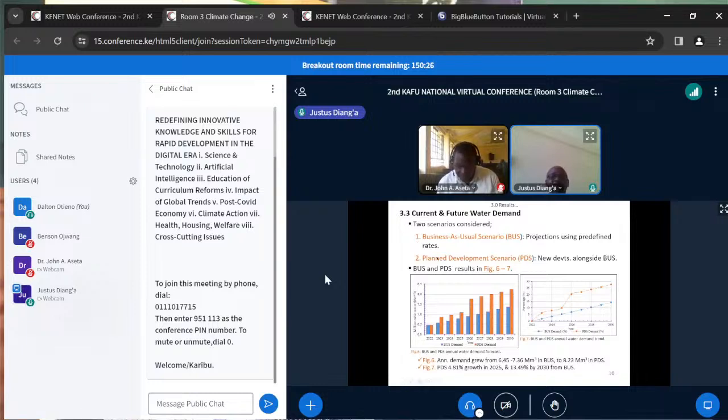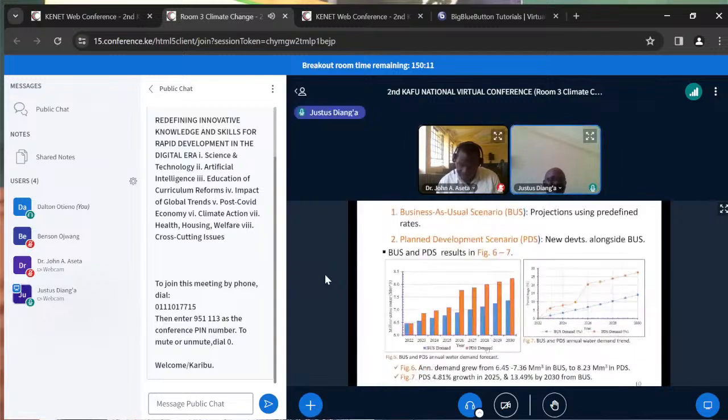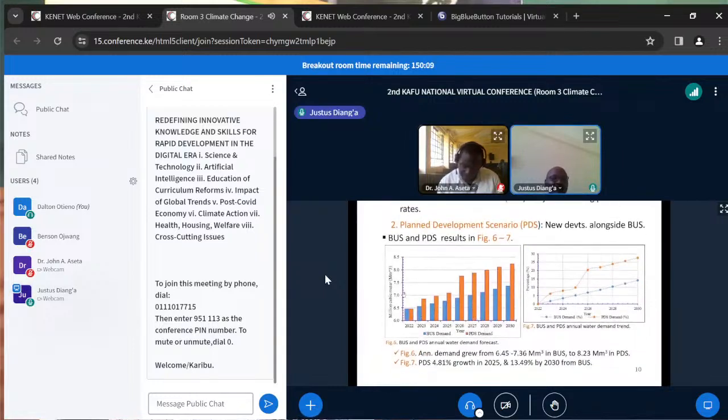And another scenario was the planned development scenario, where we looked into the development strategies in the region and the projects that are planned to be implemented. And the results are displayed in the figures here. The first figure was having the business as usual and the planned development scenario annual water demand forecasts, where from 2022 the demand is growing, and in all of them the demands are growing. The uniqueness here is the PDS.